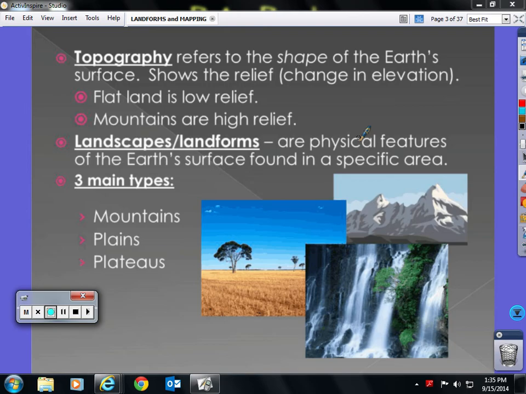Okay, landscapes or landforms are the physical features of the Earth. The three main types: mountains rise up very high, they have a summit and a peak. Plains are flat, you have coastal plains, and then you have grasslands, and then plateaus, which rise up about 600 meters, and then they are flat on the top. Now, Virginia, since you will be learning specifically about Virginia's topography, has all three of those.